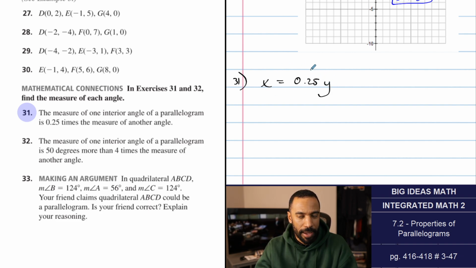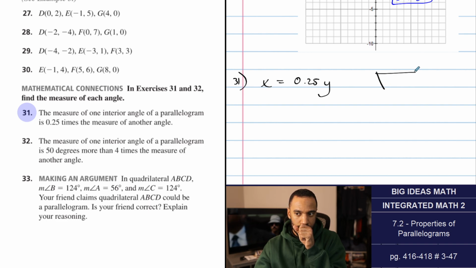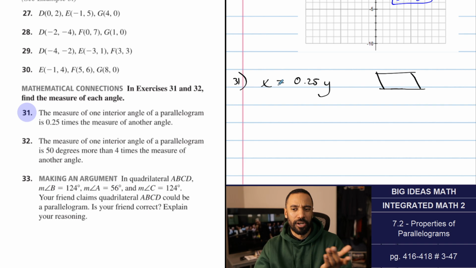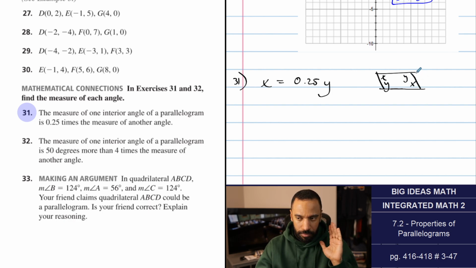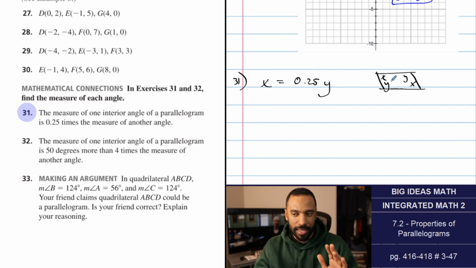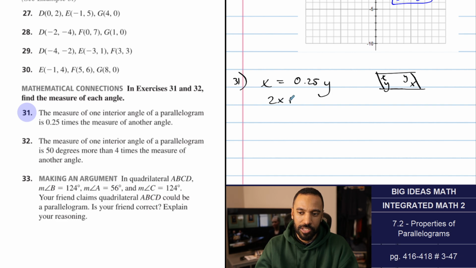Now here's the other thing about this. The angles of a parallelogram have to add to 360. Now, I don't know which one's bigger. Well, X is going to be bigger. Wait, Y is going to be bigger. There are two sets of X, two sets of Y. That's the reason I'm doing that drawing. 2 of the X's plus 2 of the Y's is going to equal 360.